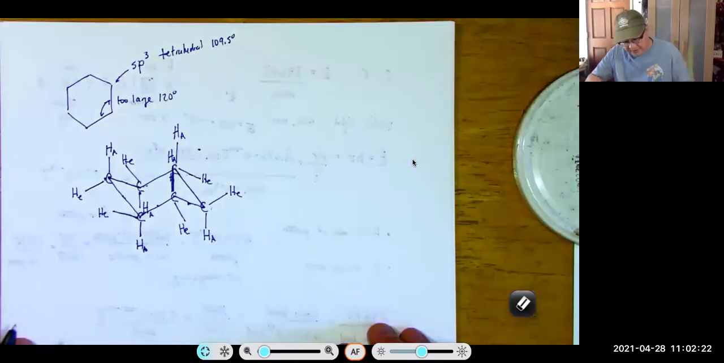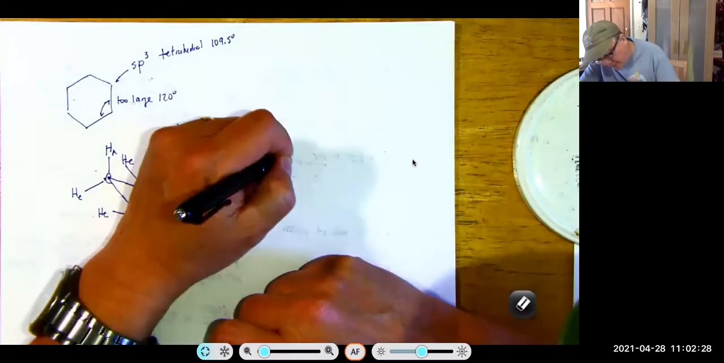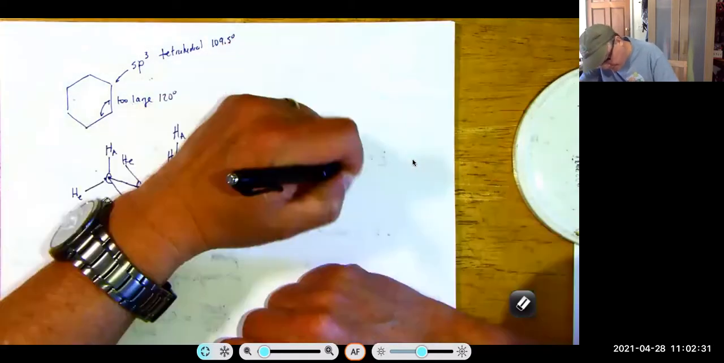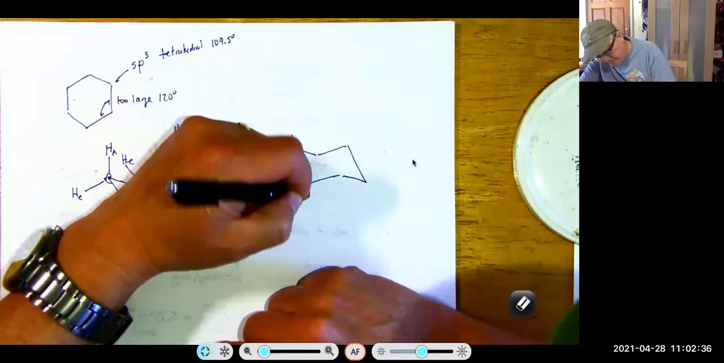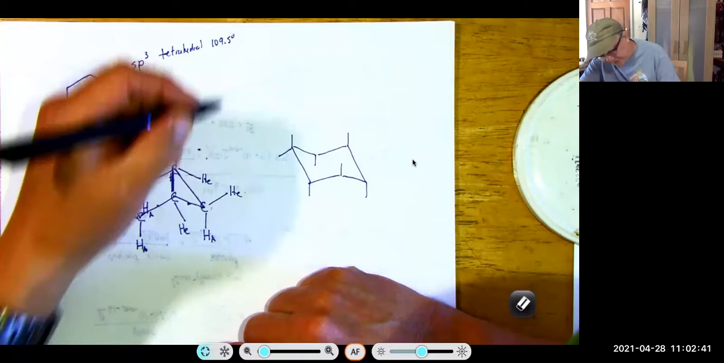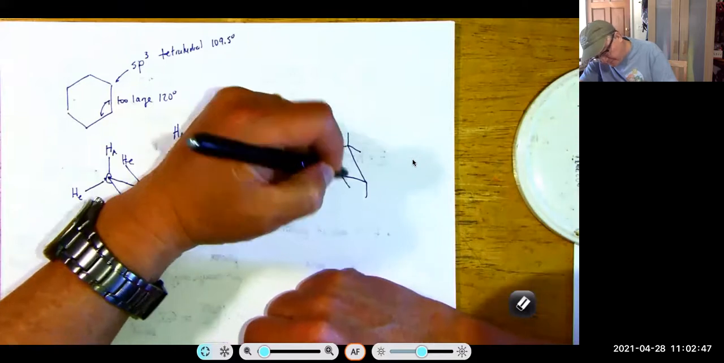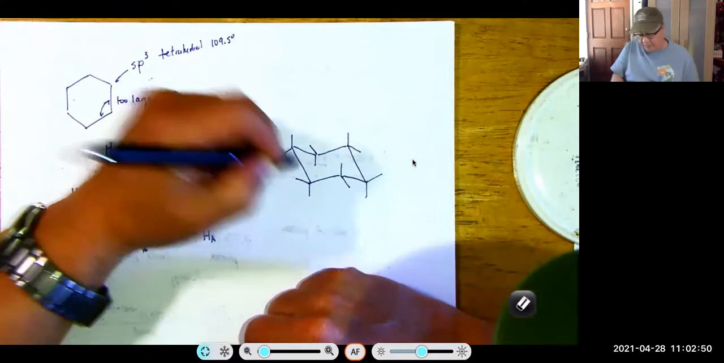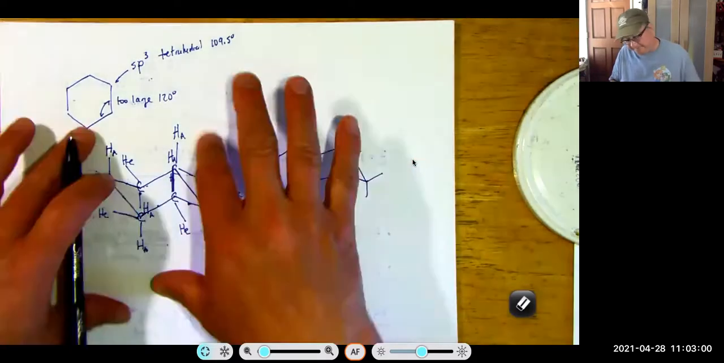So this is really ugly looking, and this is often the way it's drawn, without showing the hydrogens. Can you imagine the hydrogens at the end of those lines? Yeah. And this is a little cleaner looking than this, but this is basically it.